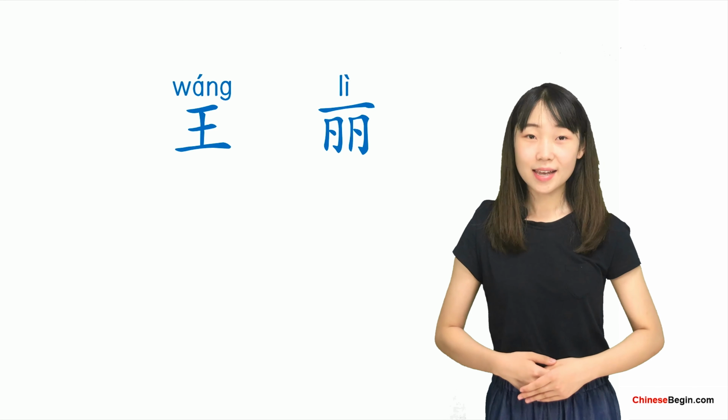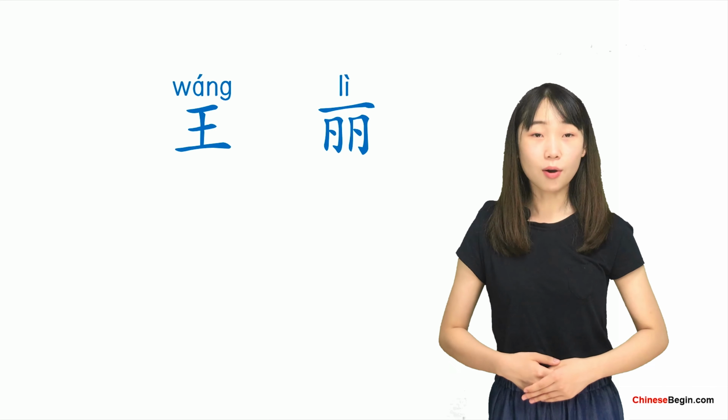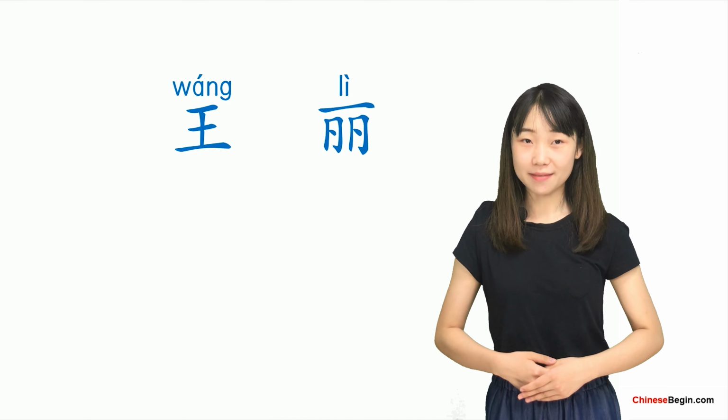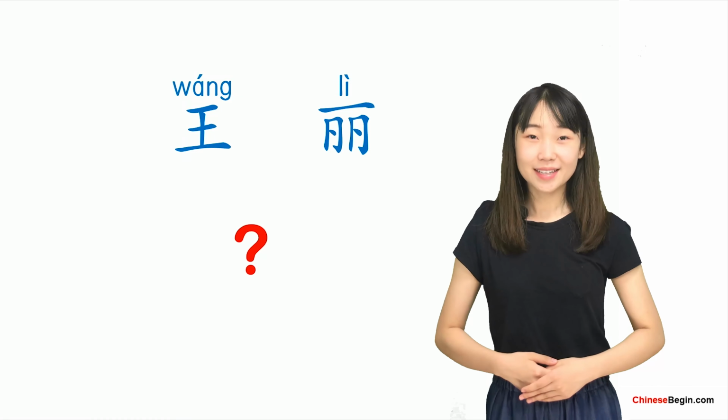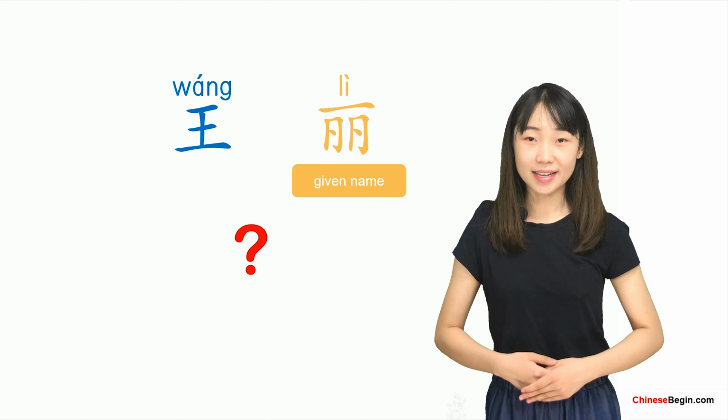Here, Wang Ni is a Chinese name. So, which part is its given name? Have a try. Great! The given name always goes after the surname. So, the second character, Ni, is its given name.